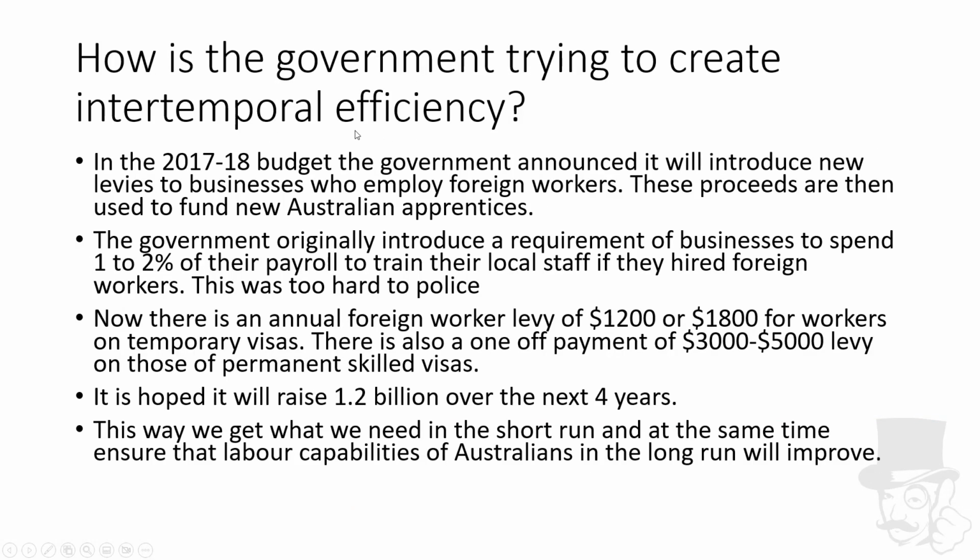So how's the government trying to create intertemporal efficiency? Well, generally in 2017-18, they changed the way we brought in foreign workers. So businesses had to prove that they couldn't hire someone locally to do the job, from memory. And once they did that, they were allowed to import a worker from overseas, but if they used a foreign worker, we made them pay a levy of between $1,200 and $800. And this levy payment was used to ensure that the money raised would help improve the long-term stability of the economy in the future.